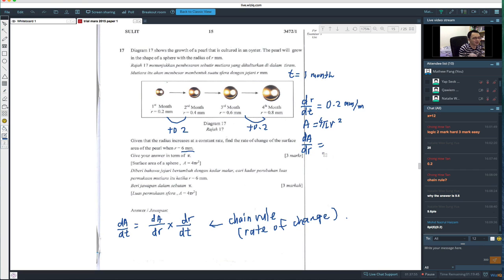Yeah, 2 multiple 4 should be 8. This is 8 pi r. Okay, so when r is 6, this is 48 pi. Alright, so this is 48 pi. Am I do something wrong? I don't know. Okay, this is 48 pi multiple 0.2. Still, I get 24 pi. I didn't get 9.6 pi. Given a radius at increase at a constant, find the rate of change of the surface area of the sphere when r equals to 6.